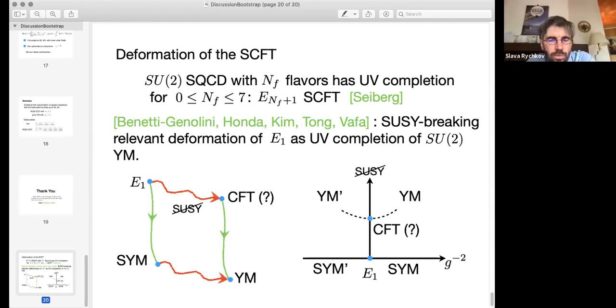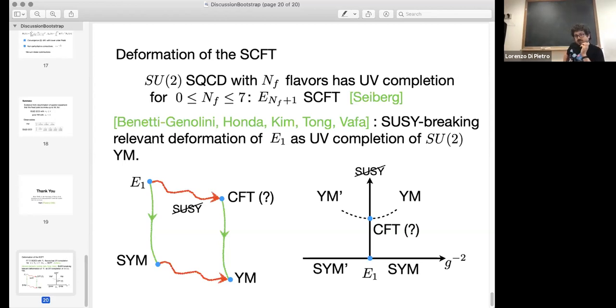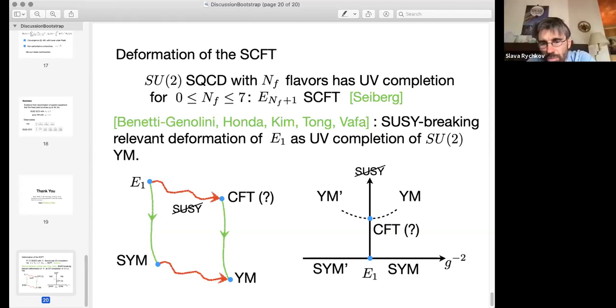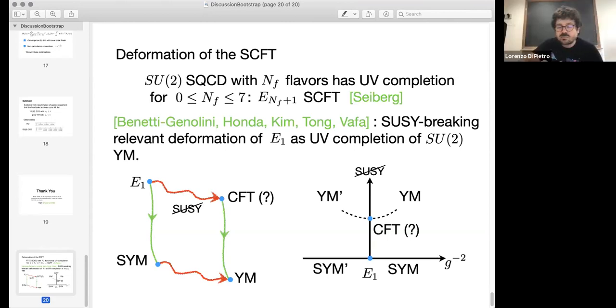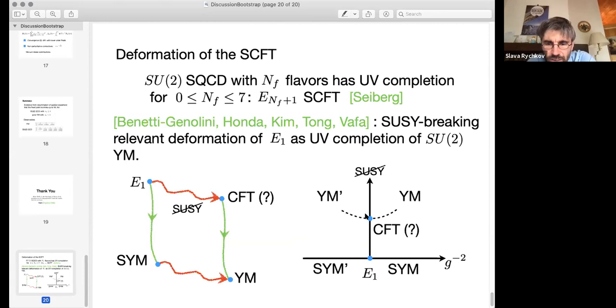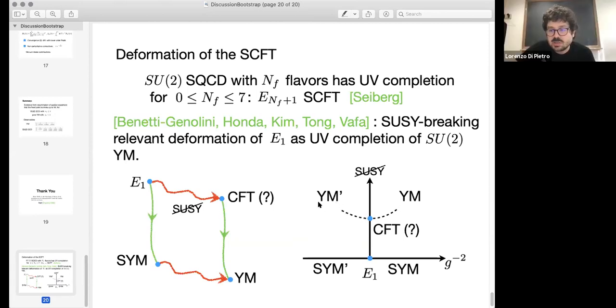But if I look at this picture, then this CFT seems to be implied to have two relevant deformations, because there's one vertical. No, the vertical one is irrelevant from the point of view of this CFT. So this CFT only has the gauge coupling.